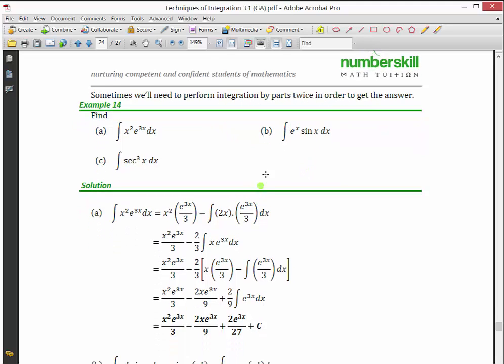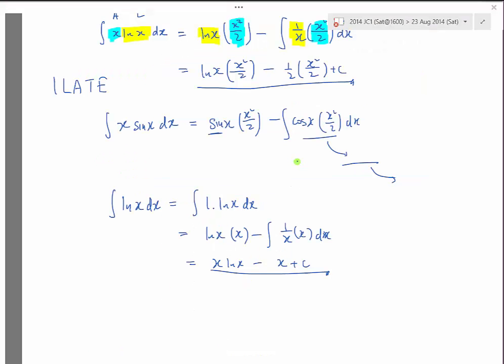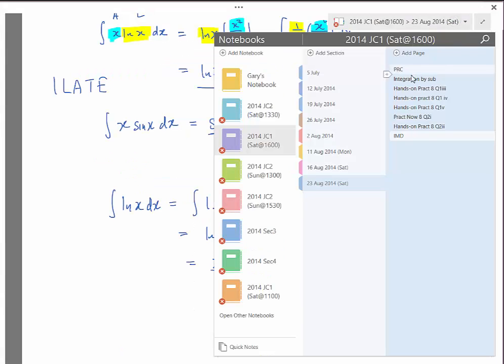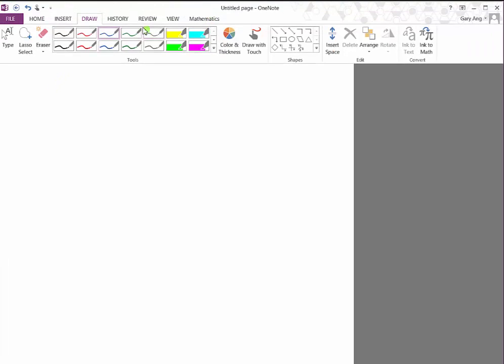Okay, there are quite a few examples here. Choose one, like A, B, C. We do B: e^x sin x. Yeah, let me show you e^x sin x. Okay, now let's say I want to integrate e^x sin x.